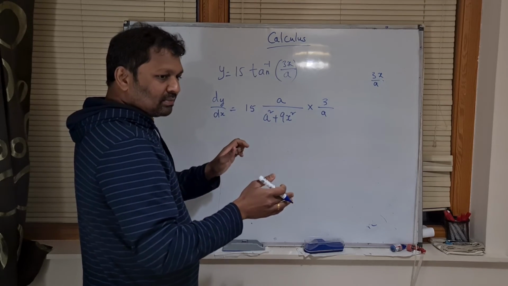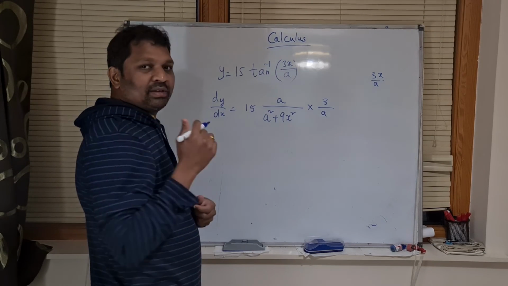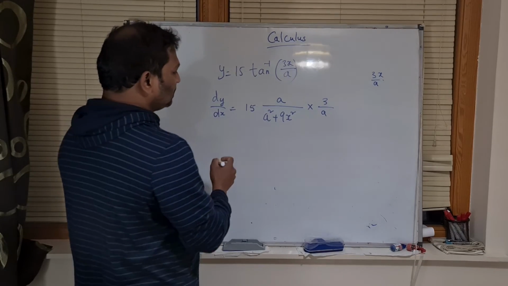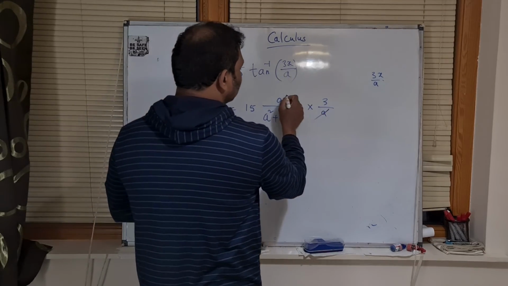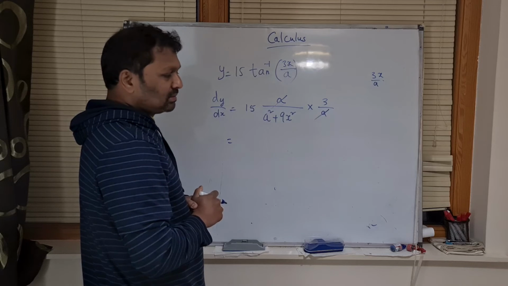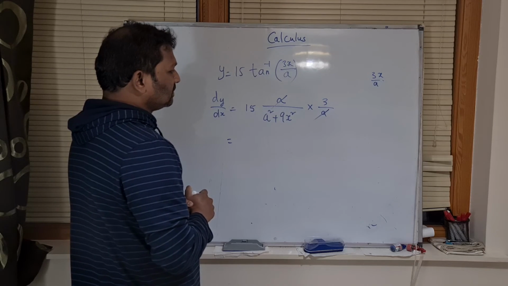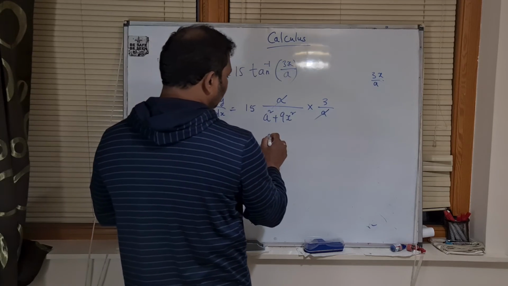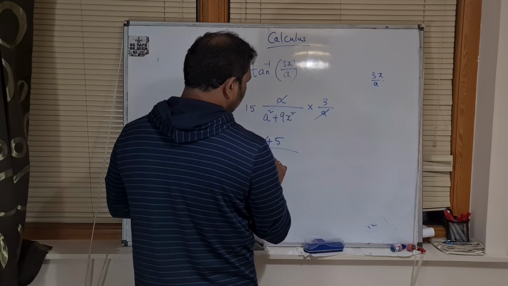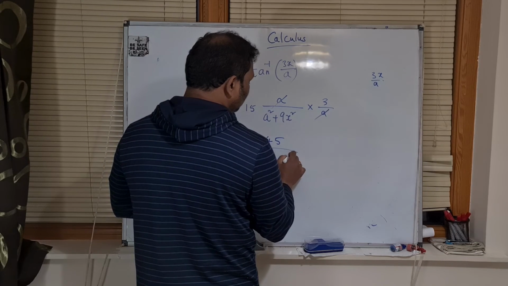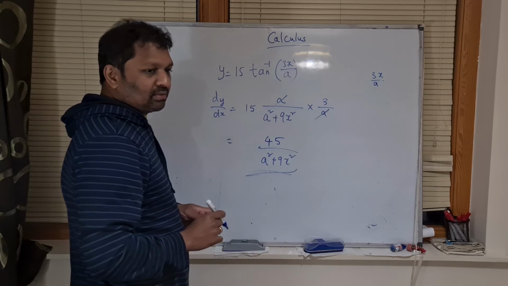Now, is there any way that we can simplify? The a gets cancelled. Any further simplification? 15 times 3 is 45. So the answer is 45 times a by a squared plus 9x squared. Okay, this is all you need to do.